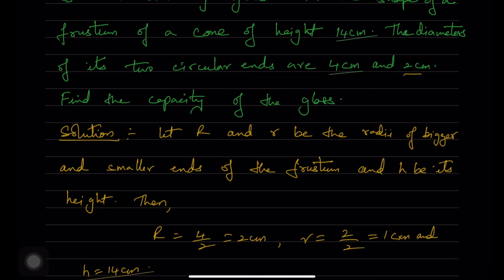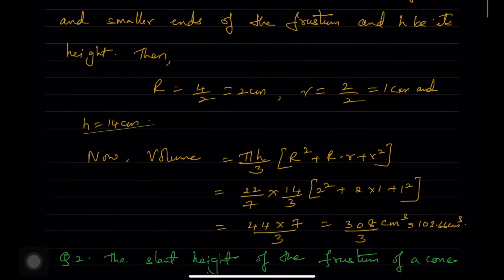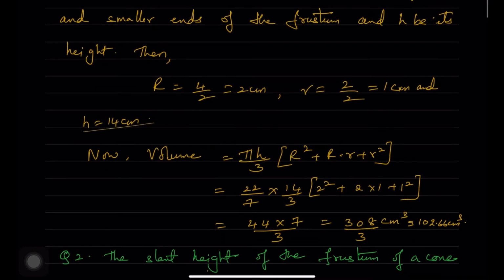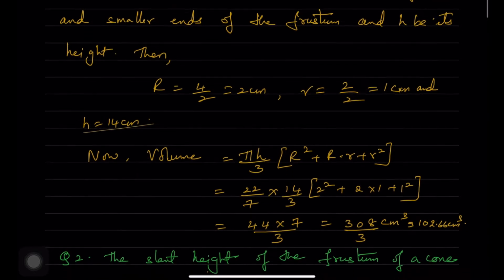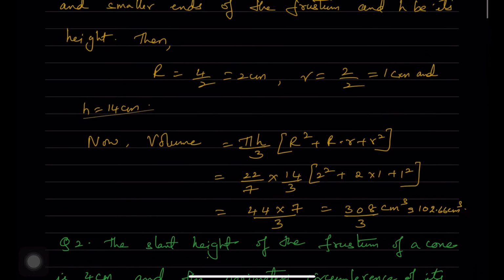Let capital R and small r be the radii of the bigger and the smaller ends of the frustum, and h be its height. Then capital R is equal to 4 by 2, which is equal to 2 centimeters, and small r is equal to 2 by 2, which is equal to 1 centimeter. A frustum is in the shape of a bucket, so you have two circles. One circle will be small, one circle is a little bit big. So you're having capital R and small r.